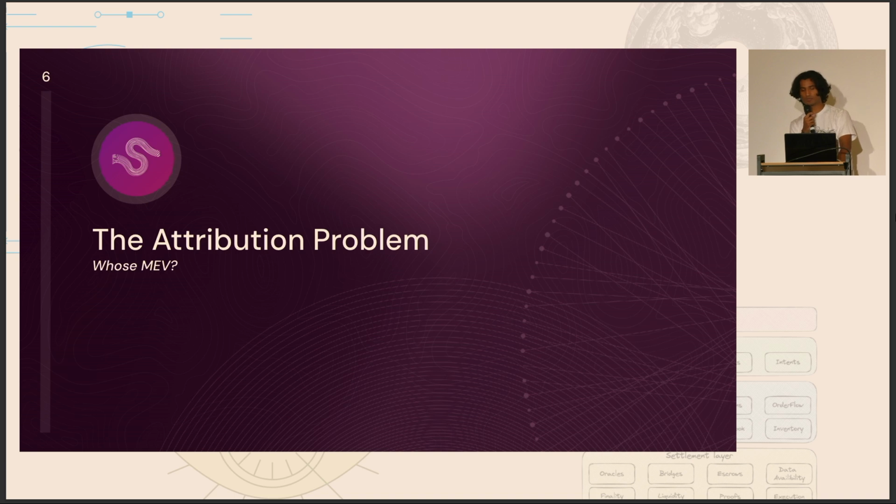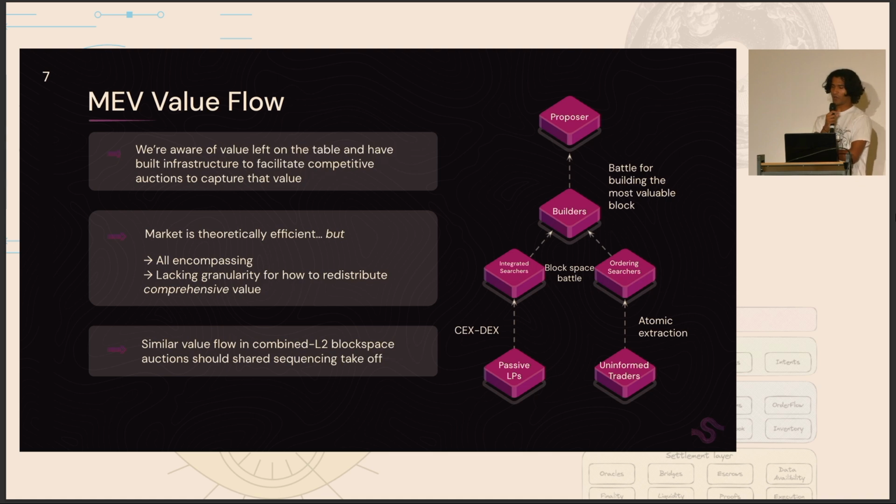So now the attribution problem. Who's MEV? Where's it going? Why is this bad? So let's look at the value flow of the systems we've built, right? We realize that MEV is a huge problem, that it takes some level of sophistication to actually extract, but we have the guardrails and infrastructure in place to make sure that this is encompassed and collected in a competitive auction, and also distributed to some party, right?